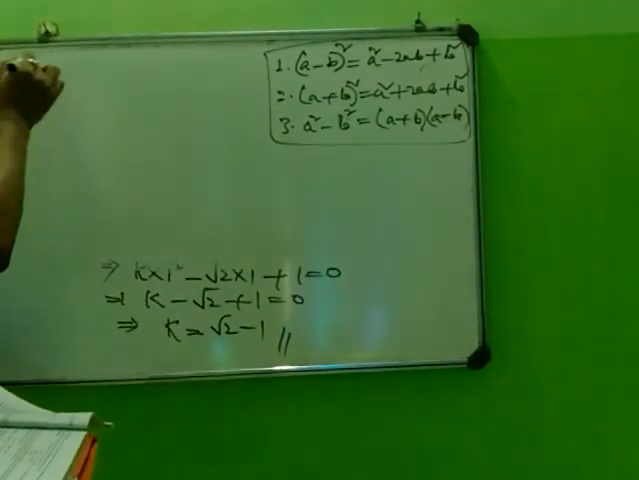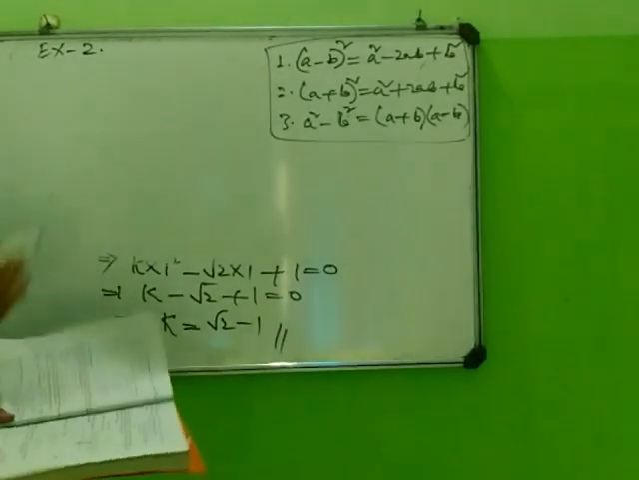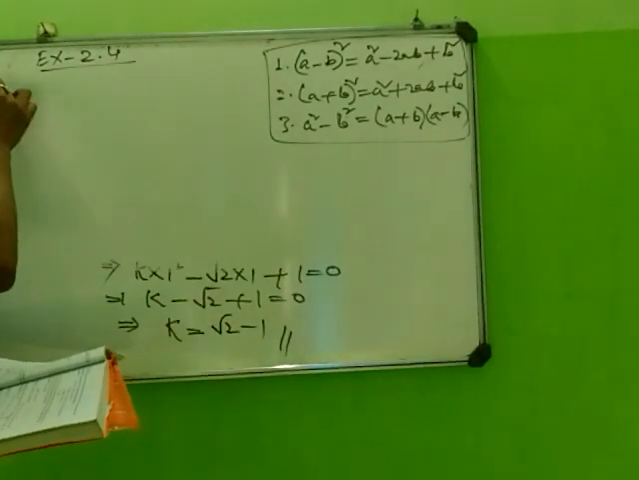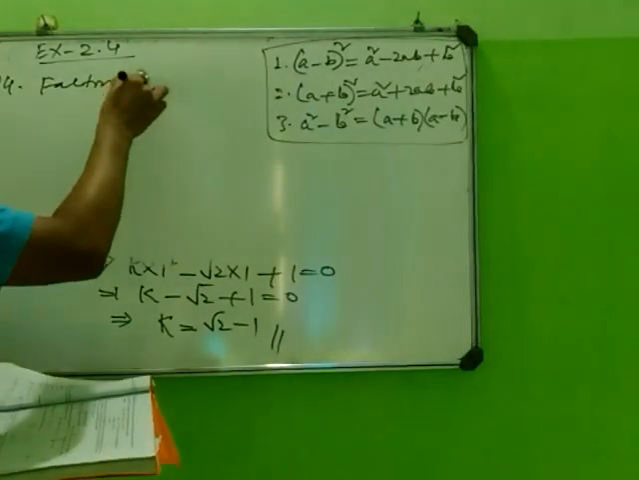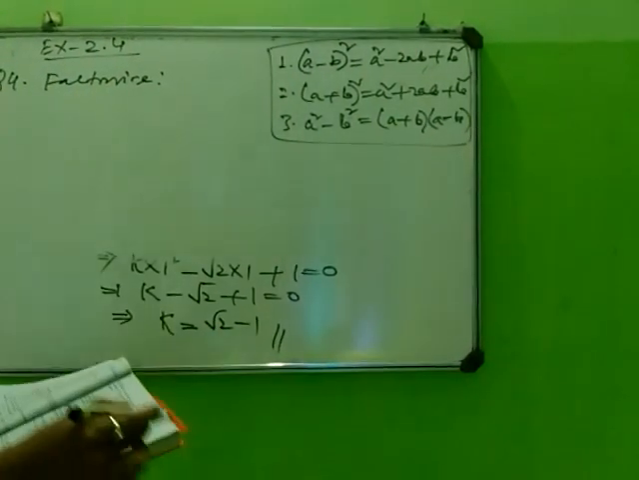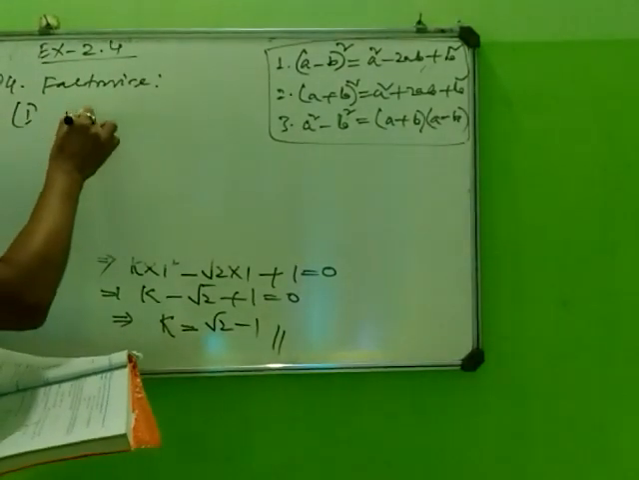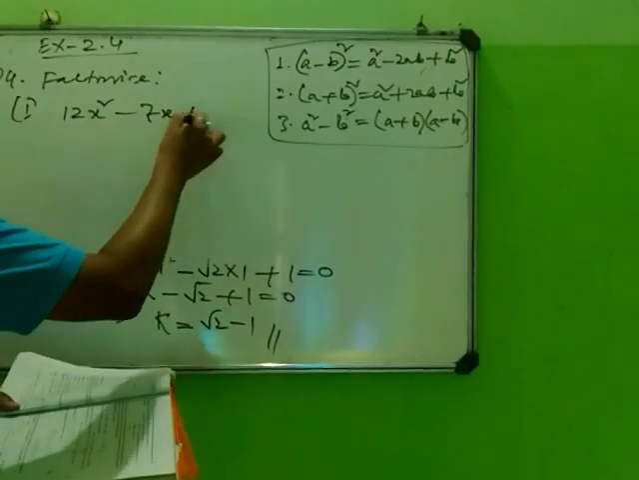So from the same exercise, there is 2.4. Let us take one factorization. Question number 4. Factorize. Let us take 1: 12x squared minus 7x plus 1.